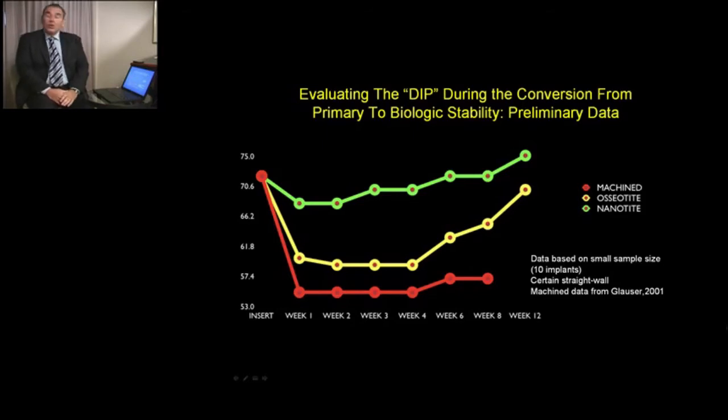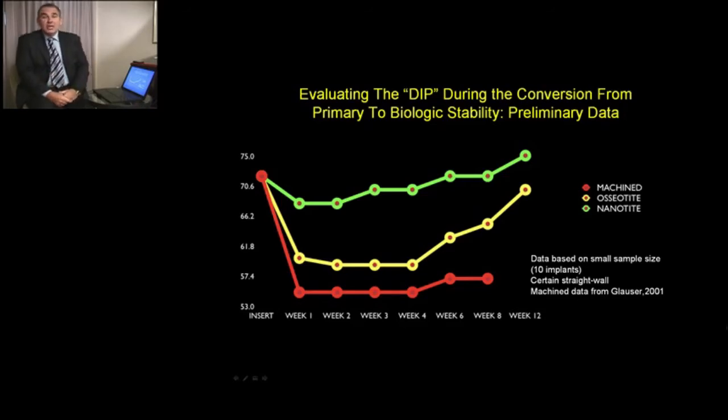If we look at a dual acid-etched implant surface, in this case the osseotite surface, we see that again there is a dip. It's not quite as deep, but it is significant. And the dip begins to recover at around week 6 and is fairly well recovered by around week 8. When were we told we could load dual acid-etched implants? With early loading, we were told that we could load these implants around week 8. I think it's interesting to see that the dip begins to recover at around the 8th week.